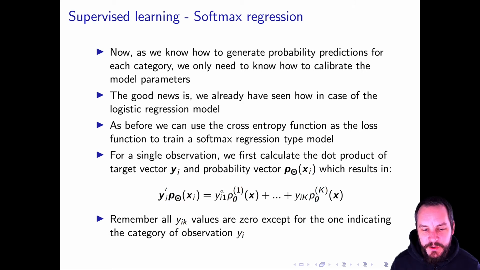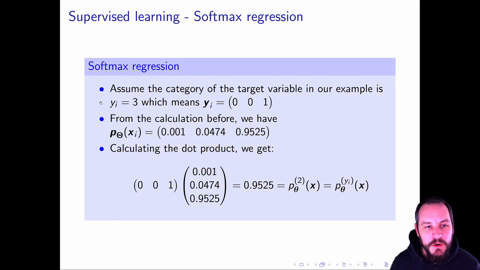And what you have here are always zeros except for the category that we're observing, which then leads to the fact that only the corresponding probability prediction remains. So if we would do this in another example, we have again a 3-dimensional one-hot encoded vector, and the category for the target variable that we have for this observation is the 3rd category. And we have these 3 probability predictions that we derived before.